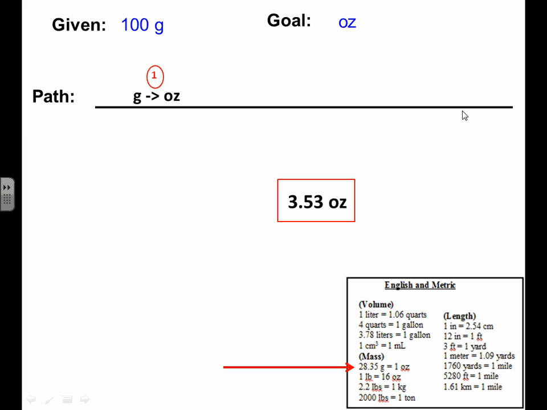And I like to write my conversions off to the side here, so we can say that one conversion that we need, I can say 28.35 grams is equal to 1 ounce. Or again, I can write this the other way and say 1 ounce equals 28.35 grams. It doesn't matter. They're the exact same thing. It's just a preference of how you want to write it.